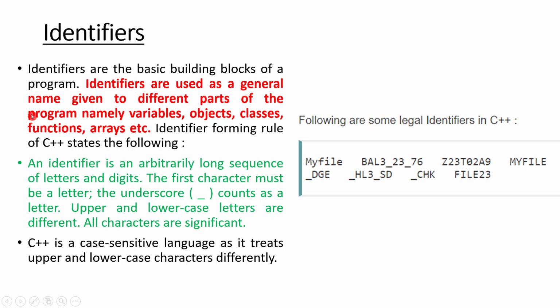Identifiers are used as a general name given to different parts of the program, namely variables, objects, and classes. These things you'll be learning, but just note that there are some words which represent a function or some process in the program. You can make, like, myFile, even in small letters, with the M capital, or full capital, anything. One important thing to note is that all the identifiers should start with the alphabet.